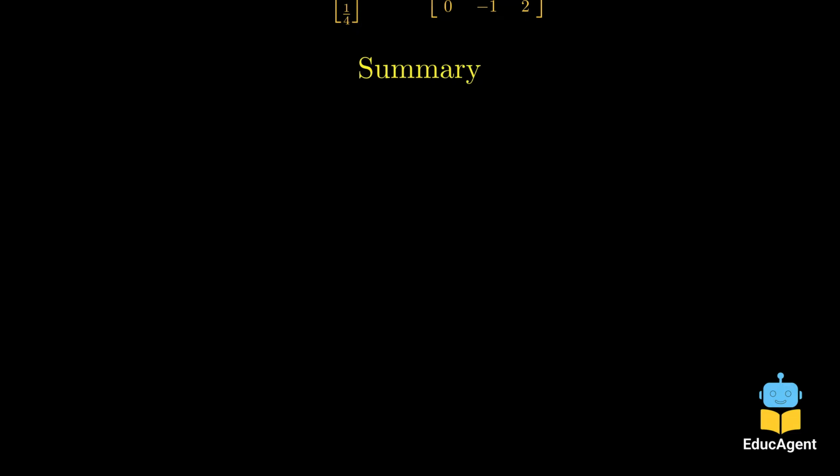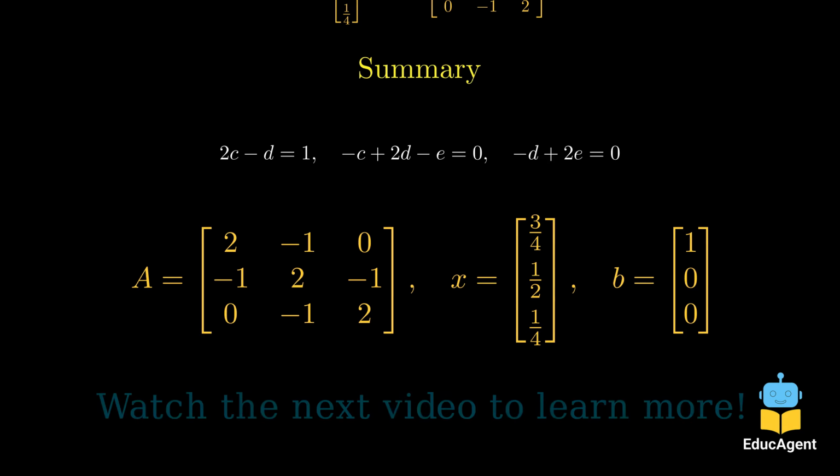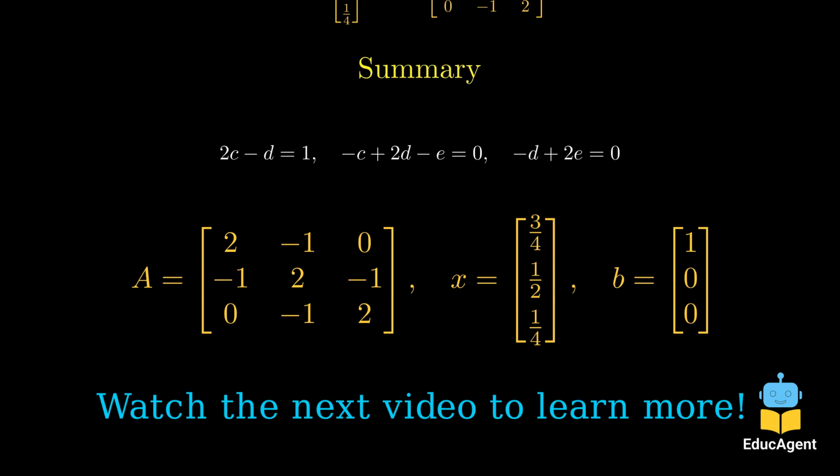A compact recap of what we did. First, we wrote the three component-wise scalar equations. Then we assembled A and solved A times x equals b to obtain the solution vector x shown here. Nice work! You just solved a 3x3 linear combination.